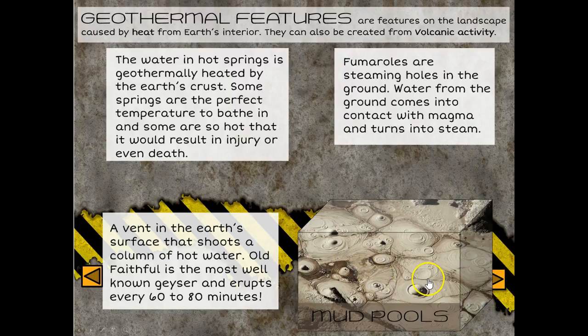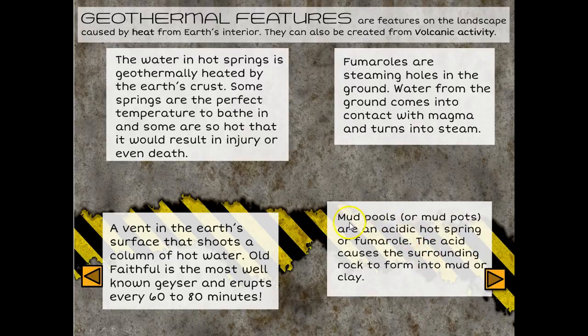The last geothermal feature that we'll look at here are called mud pools. Really a cool type of thing to look at. They're called mud pools or mud pots. And they're an acidic hot spring or fumarole. So it's just a type of fumarole. And the acid causes the surrounding rock to form into mud or clay. And it looks like it's boiling. Sometimes they use these in movies to make things look creepy and eerie. But those are really cool to see.